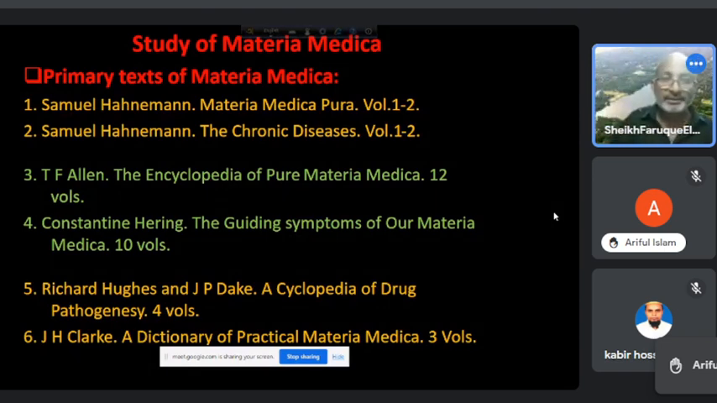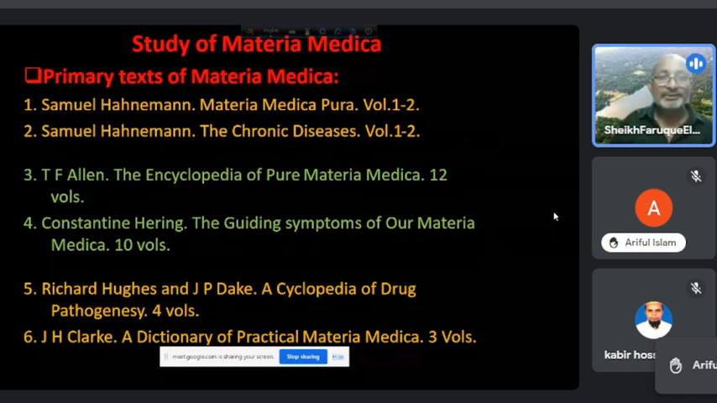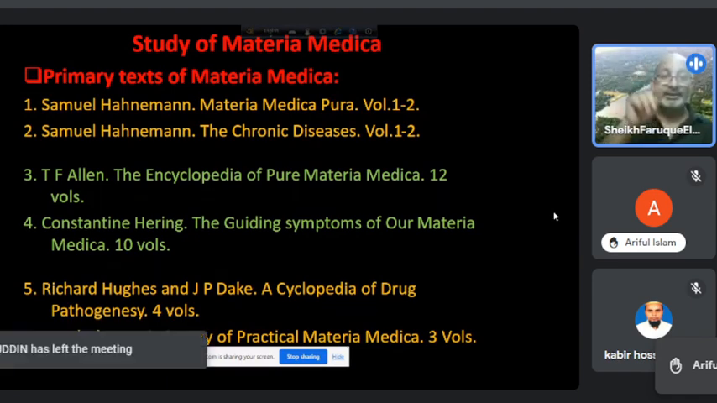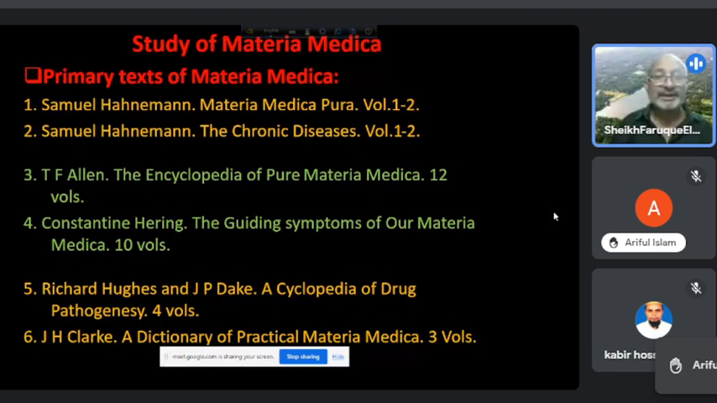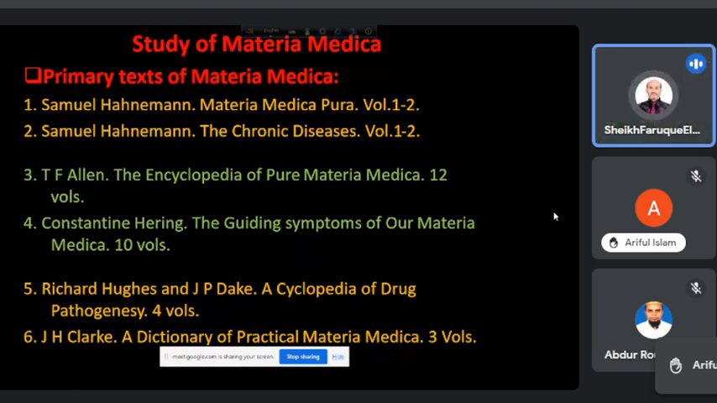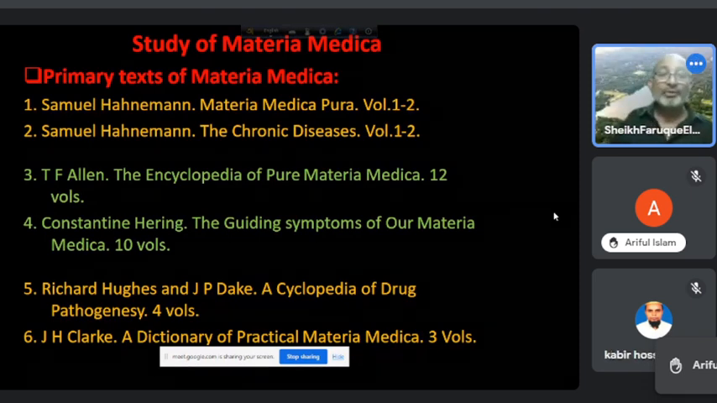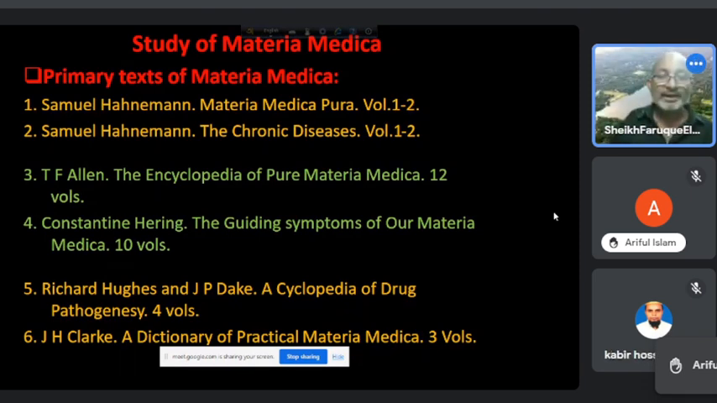Then TFA, Dr. Timothy F. Allen, Timothy Field Allen. I said once, there are three famous or great Allens in homeopathy. One is Dr. T.F. Allen, Timothy Field Allen. He was famous for his encyclopedia. Then there was J.H. Allen, John Henry Allen, famous for chronic miasms. And there is H.C. Allen, who was famous for his keynote prescribing and his book, Allen's Keynotes.